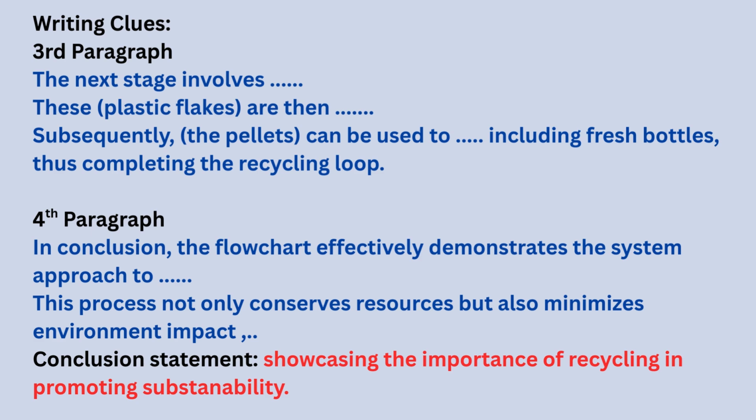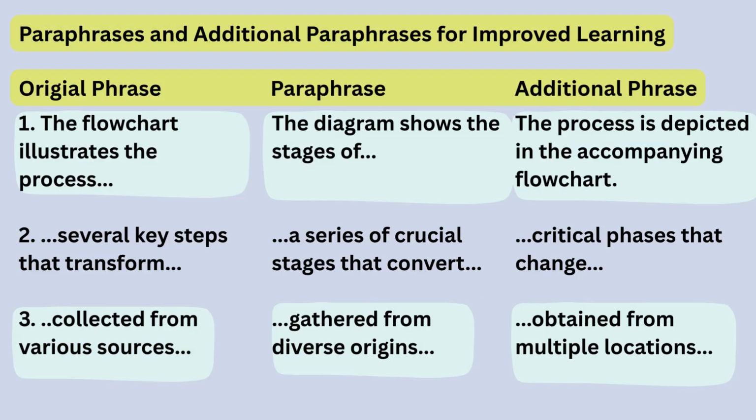Third paragraph. The next stage involves. These plastic flakes are then. Subsequently, the pellets can be used to. Including fresh bottles, thus completing the recycling loop. Fourth paragraph. In conclusion, the flowchart effectively demonstrates the systematic approach to. This process not only conserves resources but also minimizes environmental impact. Conclusion statement: showcasing the importance of recycling in promoting sustainability.